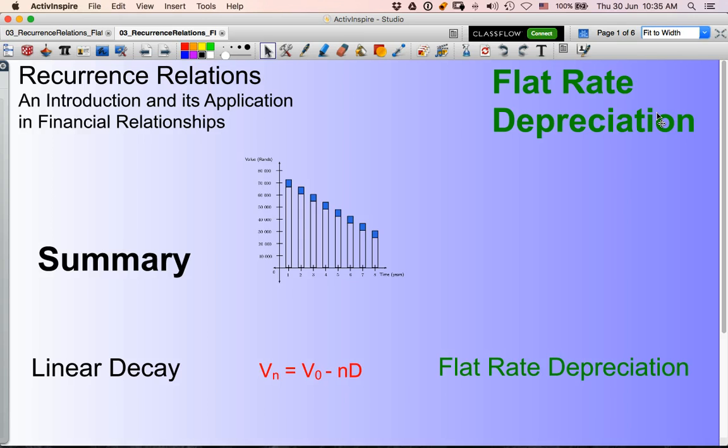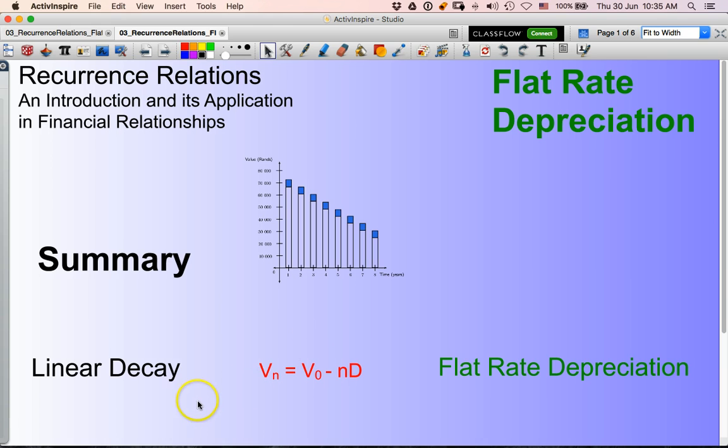Well, hello and welcome. In this presentation, we will be looking at the application of recurrence relations to work through problems associated with flat rate depreciation. In summary, flat rate depreciation is effectively the linear depreciation that an item will experience over its lifetime. In other words, it will depreciate at the same amount of dollars each year.